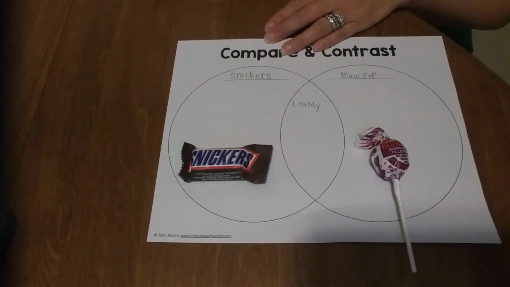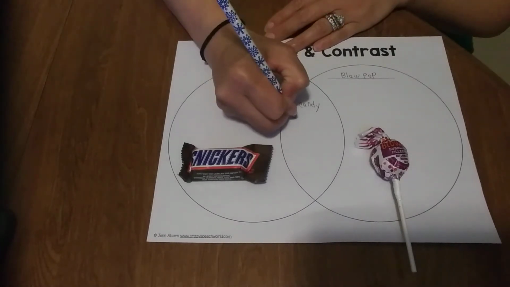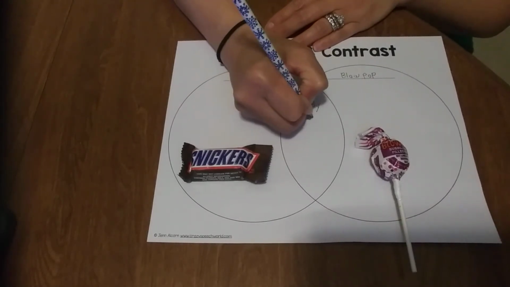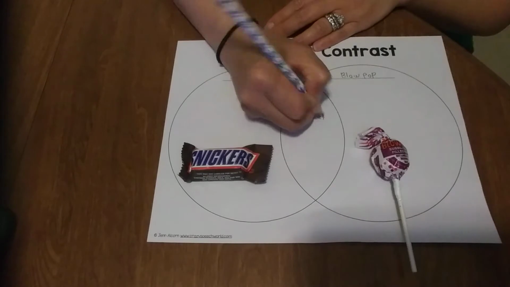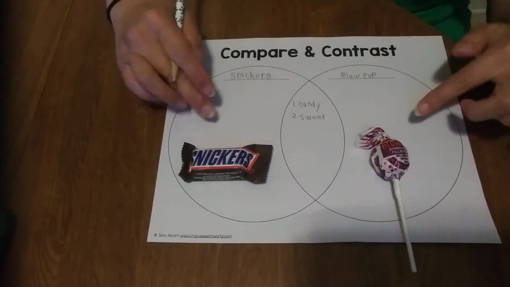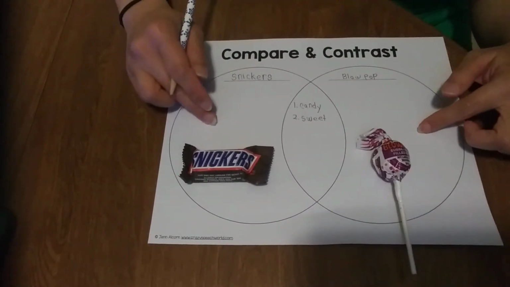Then I'm going to say, how else are they the same? Well, they're both sweet, so I can put a number 2 here and write sweet because they are both sweet. Now, I can't think of anything else, so I'm going to come back to this when I can think of some more. But now I'm going to look at these two sides of these circles.